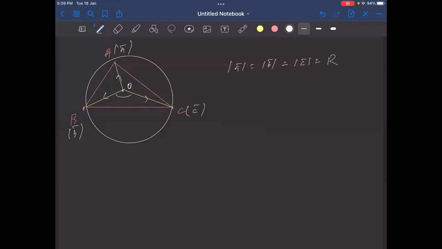How much will be the angle BOC? Anyone? BOC का value क्या होगा? वहाँ circumference पे A है तो angle BOC will it be 2A? Twice of A? Yes, sir. This angle will be, if I'm not wrong, pi by 2 minus A. And this will be also pi by 2 minus A, correct?